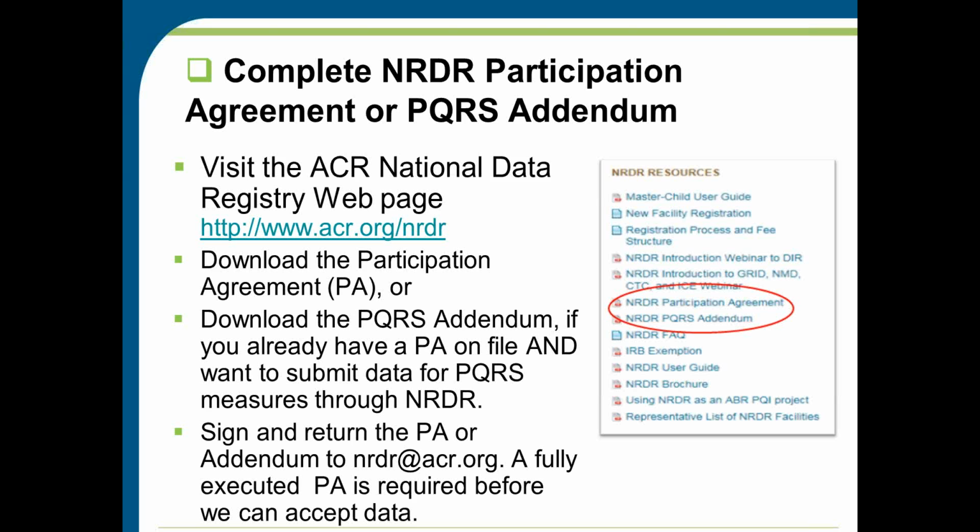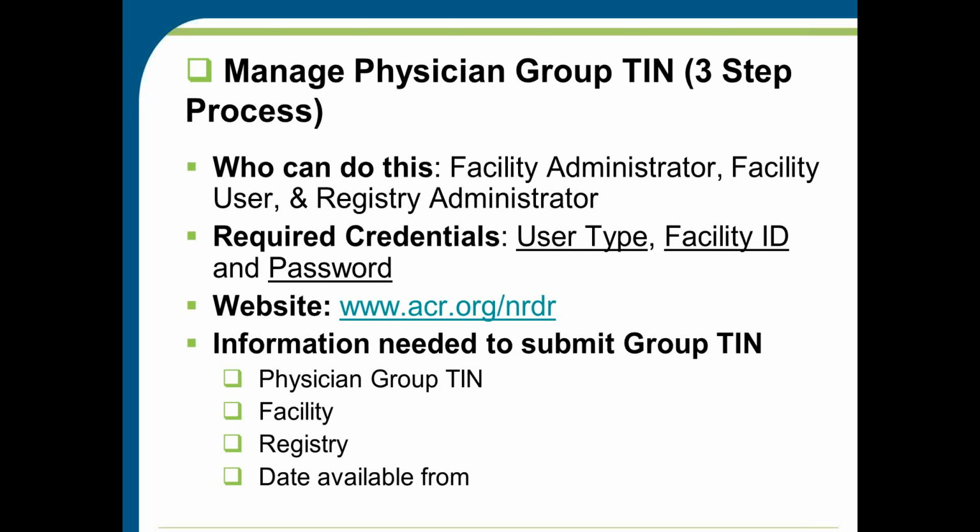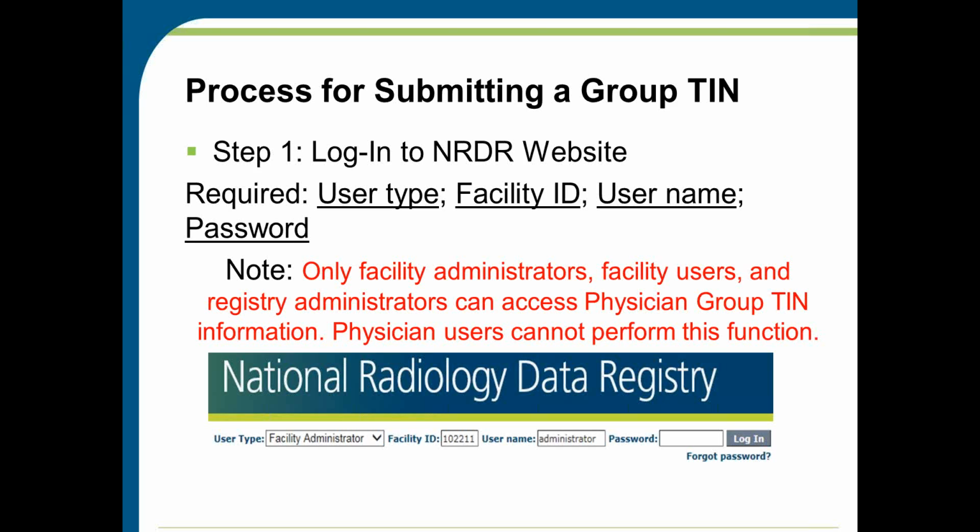And what they need is a user type, facility ID, and password that will allow them to log into NRDR. And then so long as they have the list of data elements specified on the bottom of the screen, they can manage the physician group TIN. The important thing to note here is, please be sure to give us the physician group TIN and not the facility TIN. So if the hospital you're involved with has its own TIN to bill for the facility fee, the PQRS portion only applies to the radiology group or the physician group. So the TIN that we need over here is the physician group TIN.